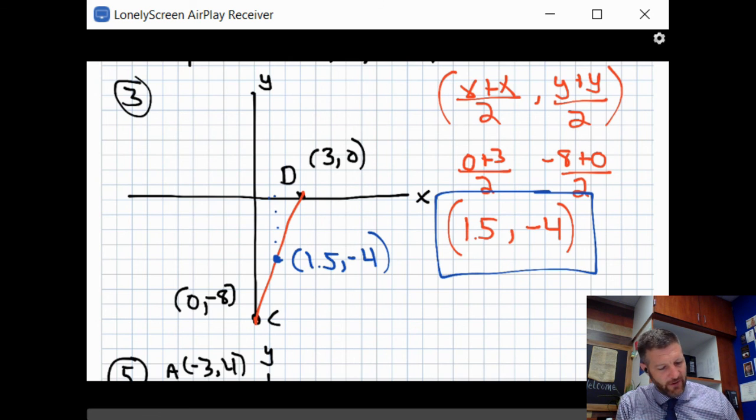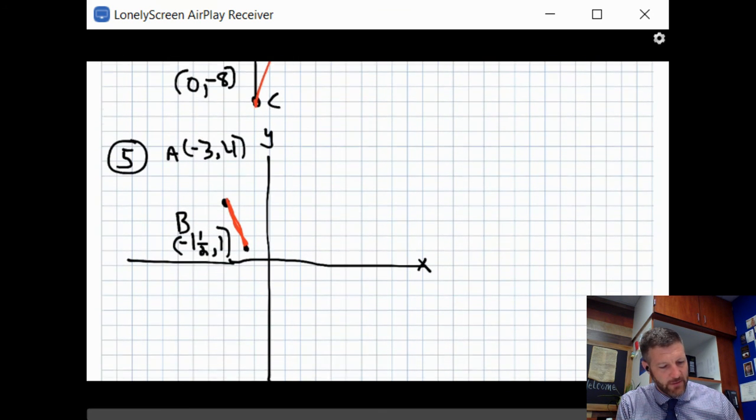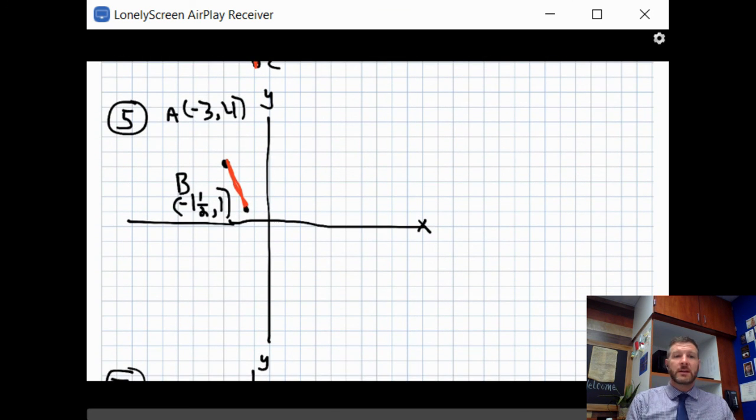Okay, so question 5 is still a midpoint problem, but it's a variation. And so I wanted to demonstrate it because you got to be careful because it's slightly more complicated than the one we just did. And that's because number 5 says B is the midpoint of segment AC. A has coordinates (-3, 4), and B has coordinates (-1 1/2, 1). Find the coordinates of C.